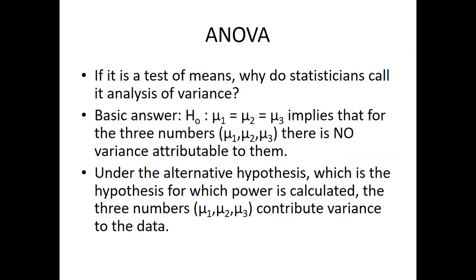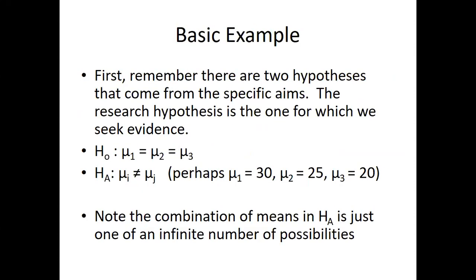Okay? Why do we call this an analysis of variance? Because here's the truth. The basic answer, mu1 equal to mu2 equal to mu3, implies that for those 3 numbers, there is no variance. Think about it. If I tell you the numbers are 27, 27, and 27, what's the variance? 0. It's an analysis of variance. We're asking what's the variance among these. Under the null, there is no variance. I need to come up with an alternative where the three numbers do not equal each other and are contributing variance to the data.